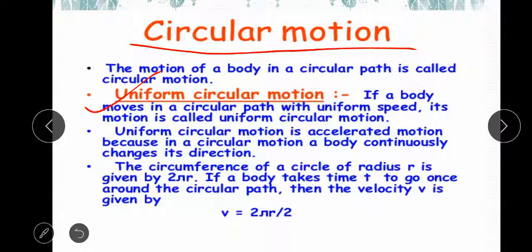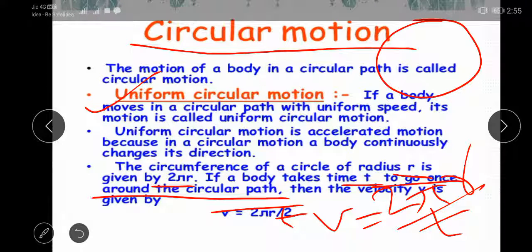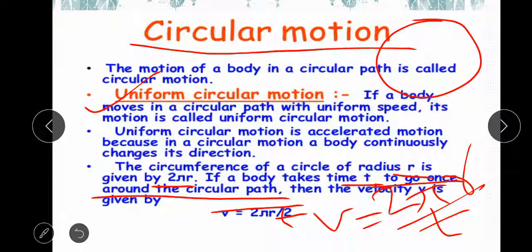If we consider a circle of radius r, then its circumference will be 2 pi r, and if a body takes time t to go once round the circular path, then the velocity can be given by 2 pi r by t. Actually, this is given wrong. V is equal to 2 pi r upon t. But if we go once around a circular path and the body is completing the whole circle, then the velocity must be 0.